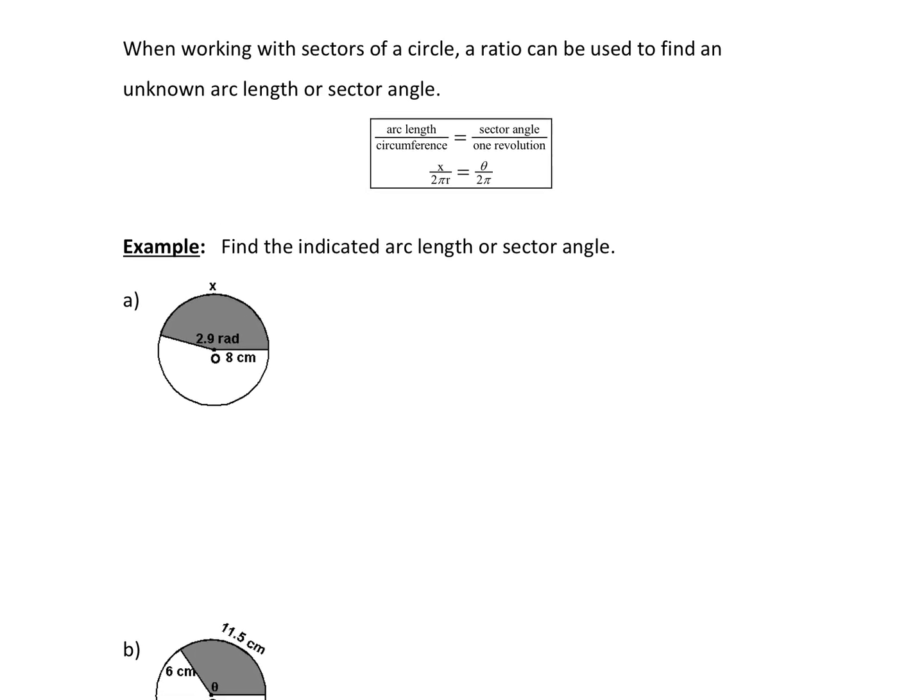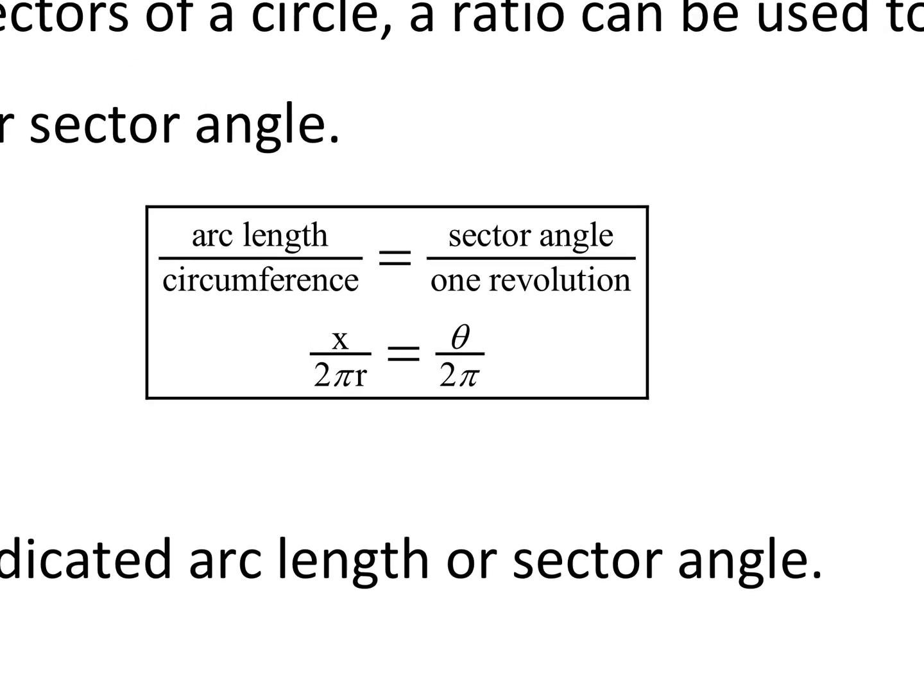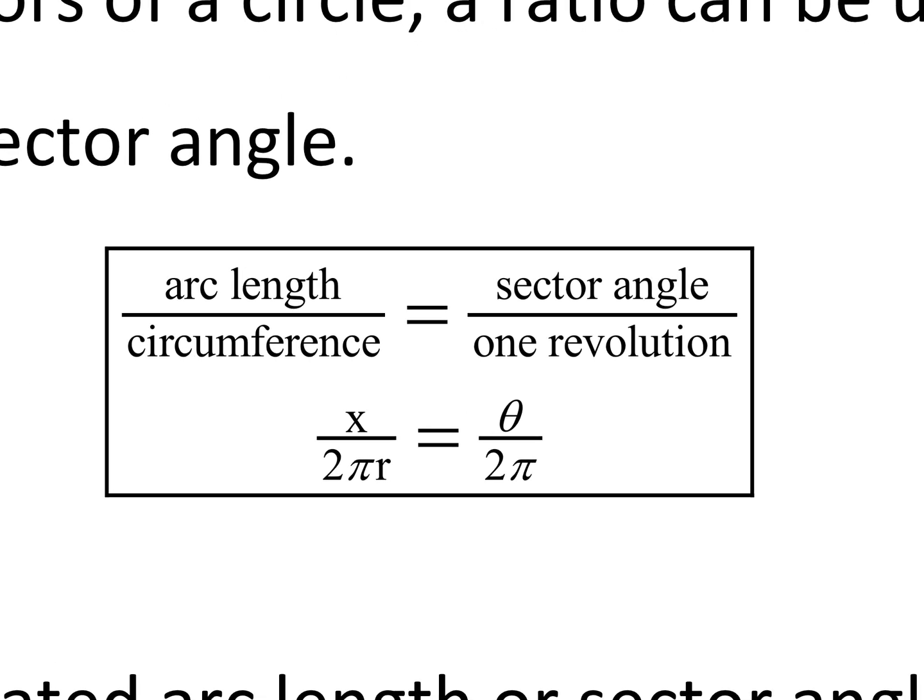When working with sectors of an angle, a ratio can be used to find an unknown arc length or a sector angle. Here's the ratio: arc length over the circumference is equal to the sector angle over 1 revolution. Now the arc length, we're going to call that x. The circumference of any circle is 2 pi r. The sector angle we're going to call theta, and 1 revolution is 2 pi, or 360 degrees.